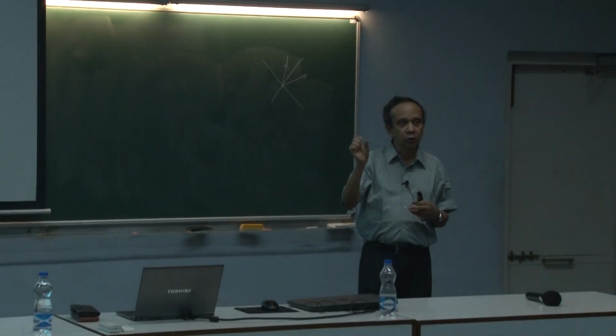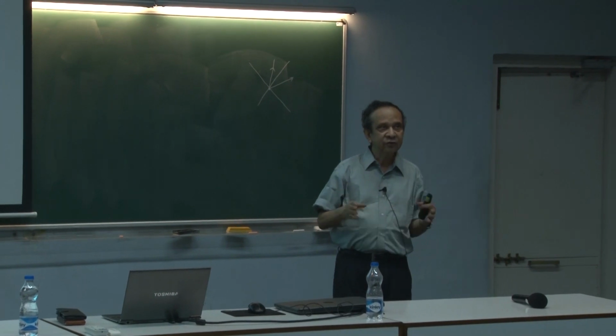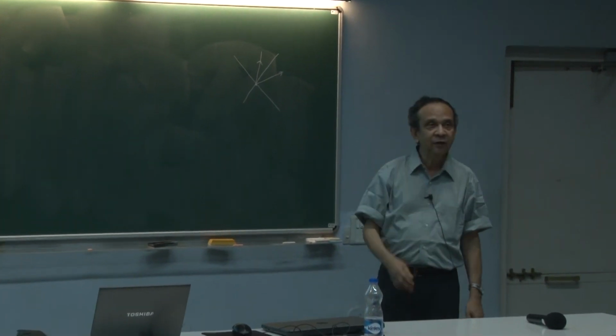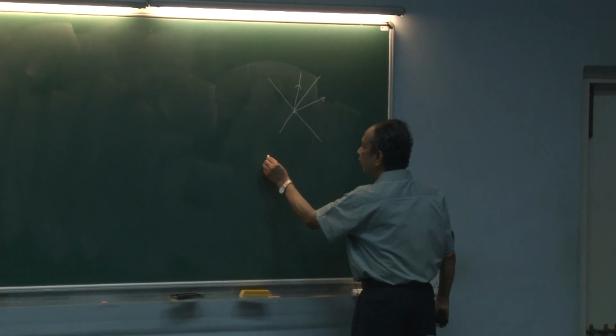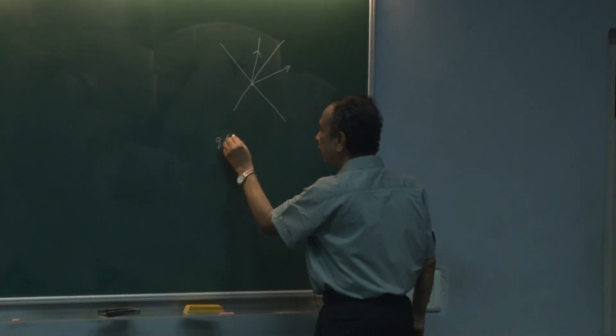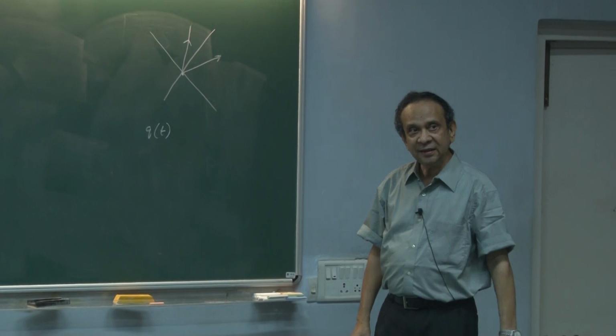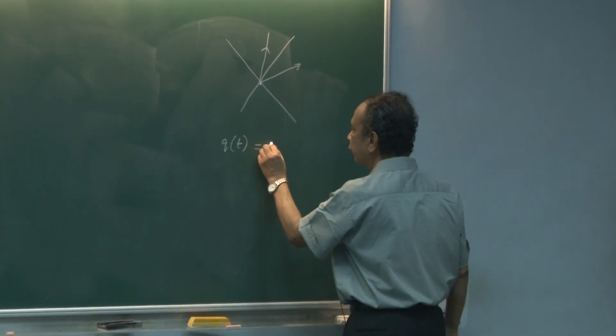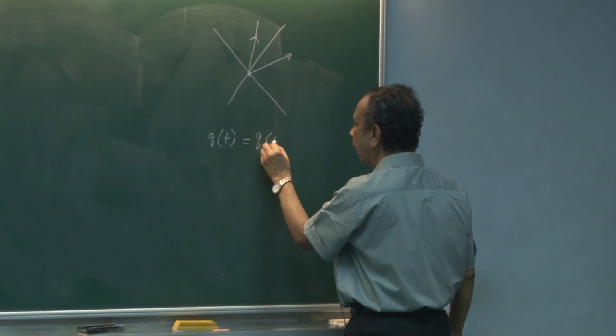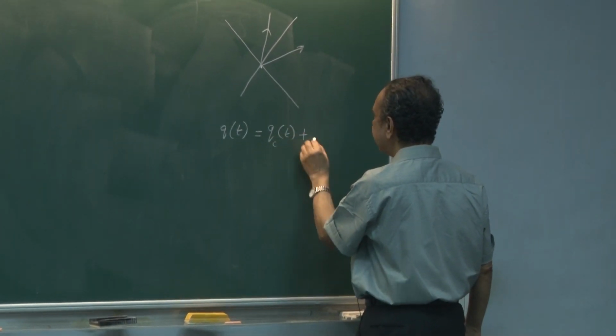Whenever the action is quadratic in its variable, that is, it has q dot square, for example, or it has q dot, or it has q square, things which have only two q's, so to speak, then there is a very simple way of computing the path integral. What you do is the following. In the path integral, you are supposed to sum over all paths q of t between two endpoints. You first take the path which is extremizing the action, call it the classical path. So you call this q_c of t, and then whatever remains you call it, let us say, mu of t.